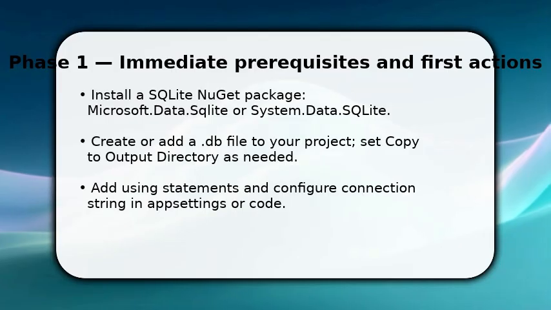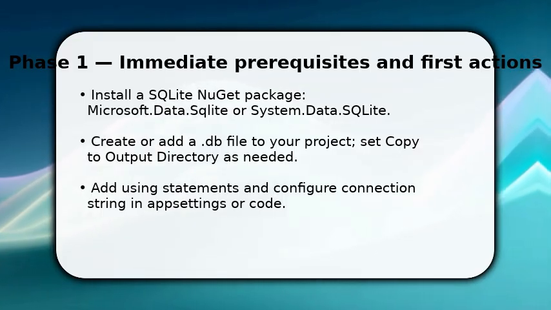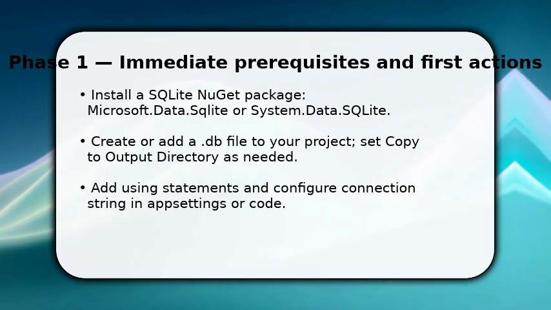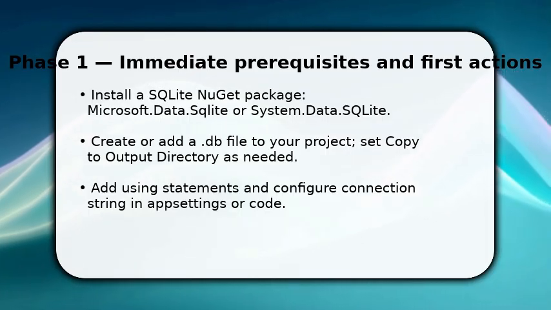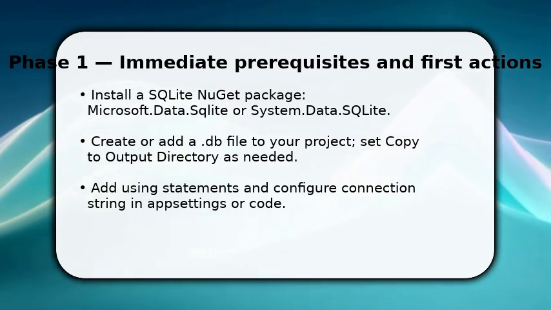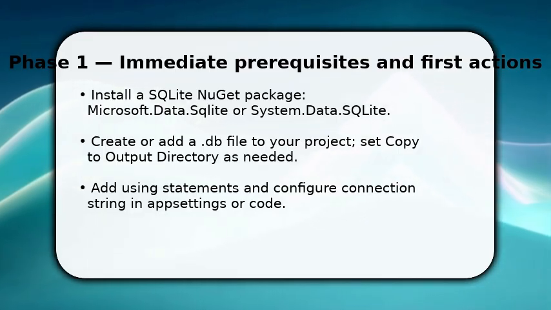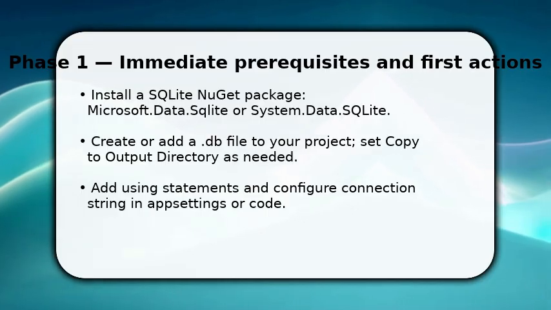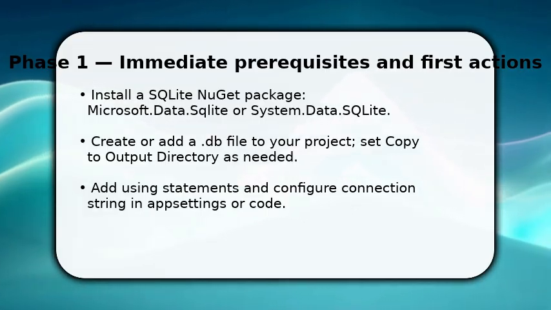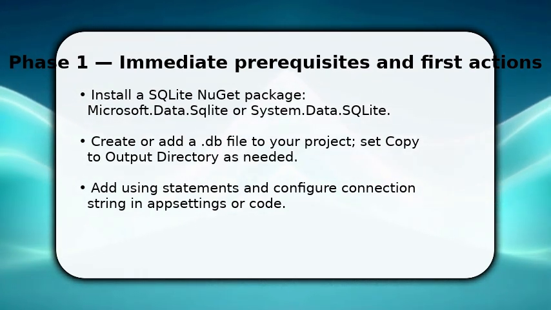You begin by adding SQLite to your Visual Studio 2022 project. Pick Microsoft.Data.Sqlite for lightweight use or System.Data.Sqlite for ADO.NET compatibility. Once added, create or include a DB file and set copy to output directory so the file is available during runs. Next, add the using directive and store a connection string in app settings or a constant. Make sure to use a relative path for development. This prevents deployment surprises, and you can test connectivity immediately with a simple open call.